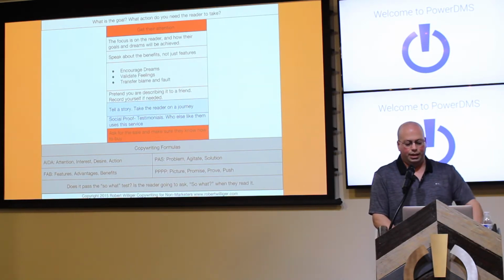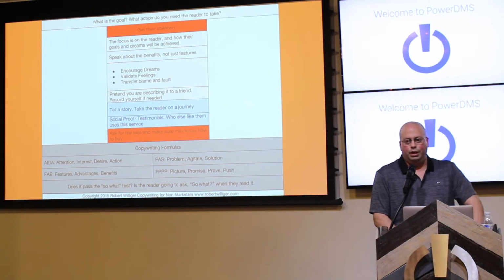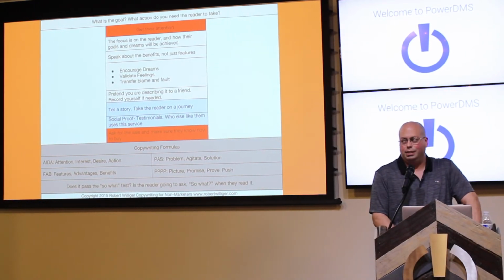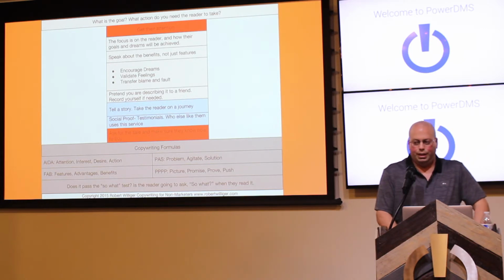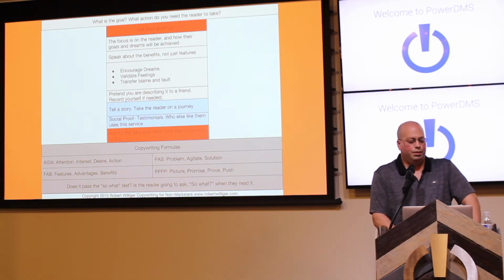First, get their attention. You want to focus on the reader. This isn't about you, it's about your reader and how their life is going to be better. Encourage the dreams, validate the feelings, and transfer blame and fault. Describe it to a friend. Take the reader on a journey and ask them for the sale. Make sure they know how to do it.